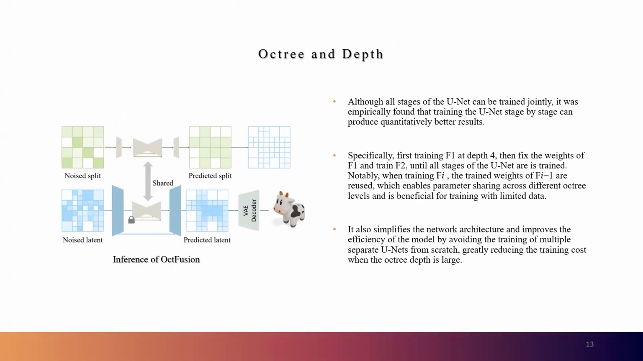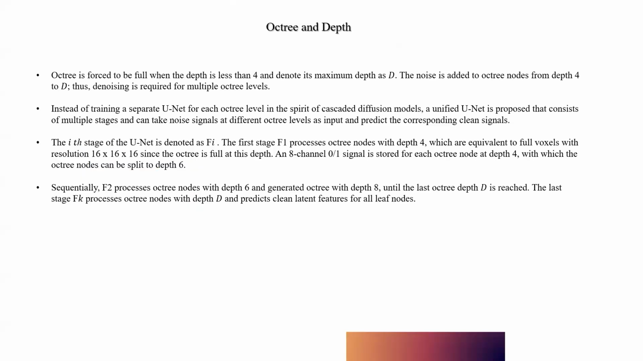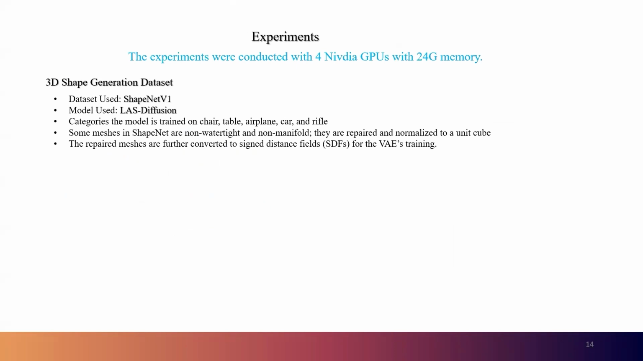Although all stages of the U-Net can be trained jointly, it was empirically found that training the U-Net stage by stage produced quantitatively better results. And it also simplifies the network. And the main experiments for this paper were carried out using the ShapeNet dataset. For the 3D shape generation dataset, ShapeNet was used, and it was trained on a few particular categories like chair, table, airplane, car, and rifle.